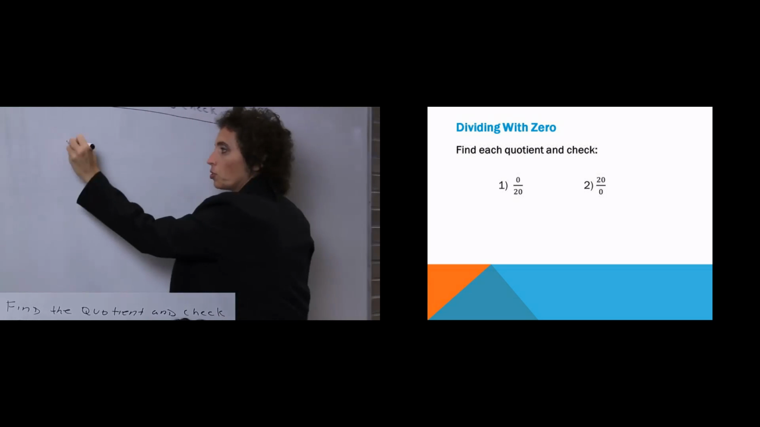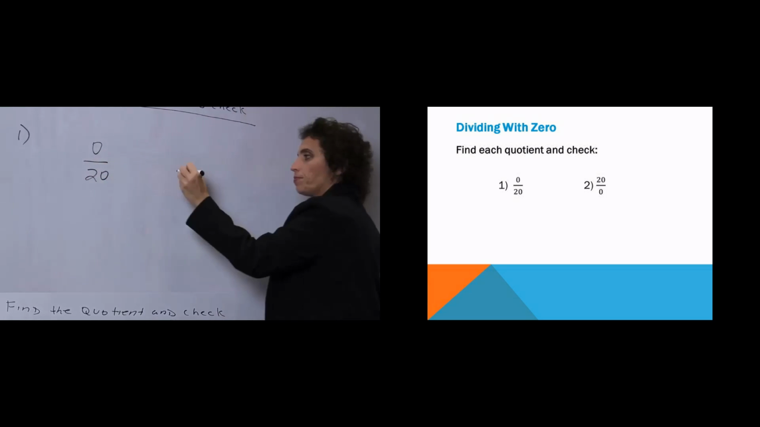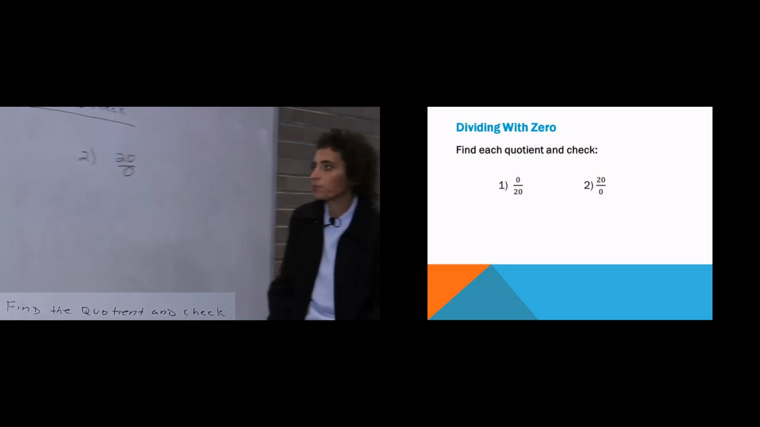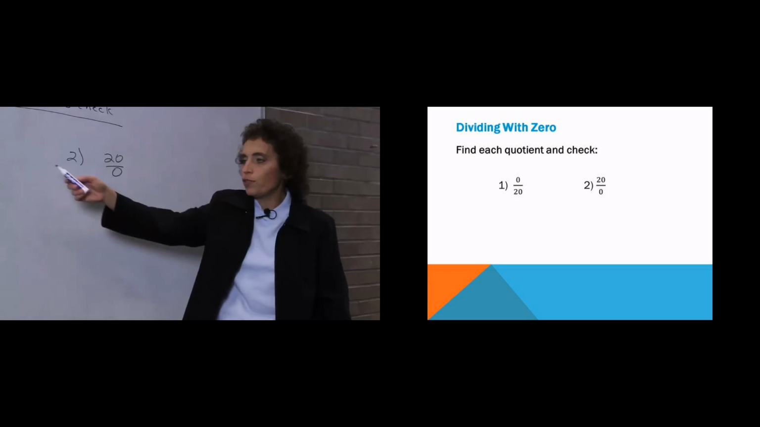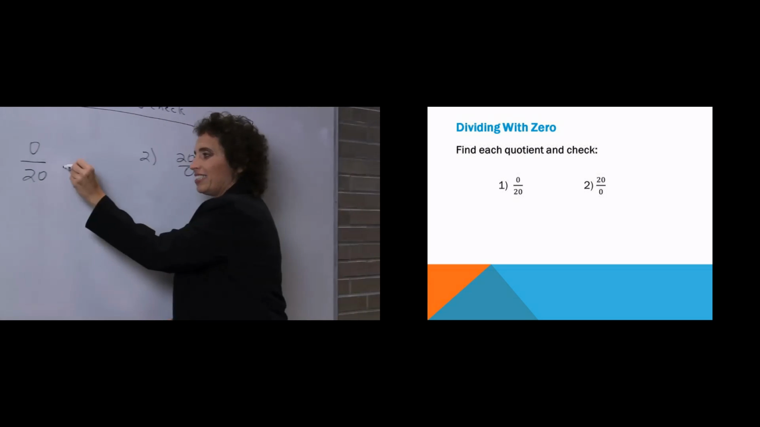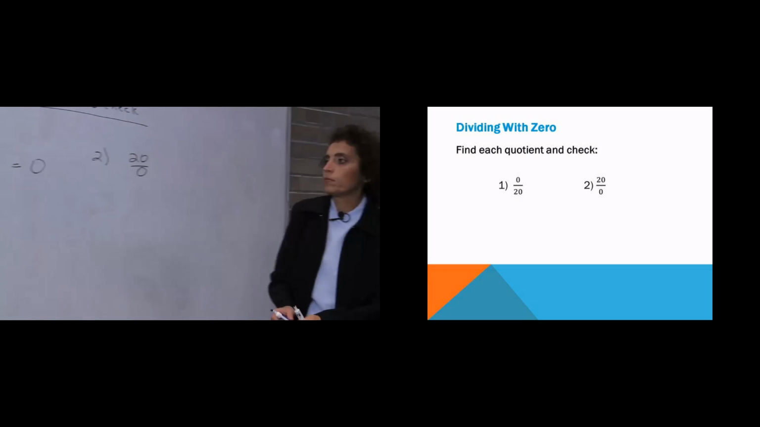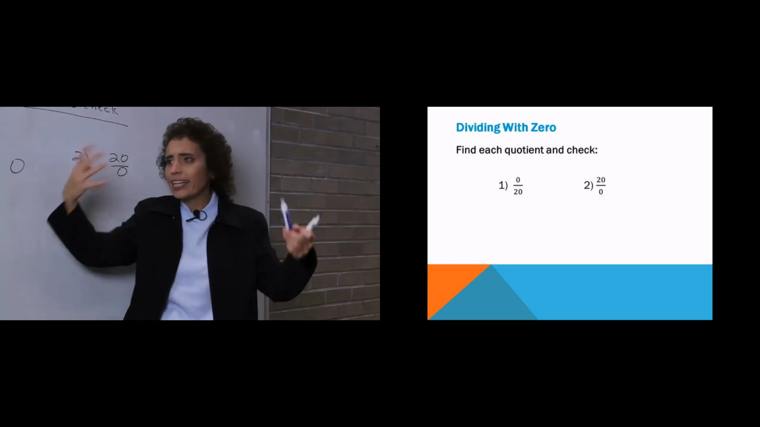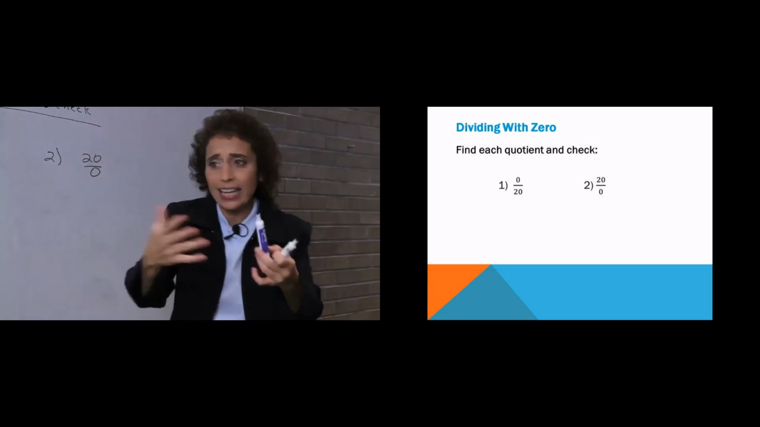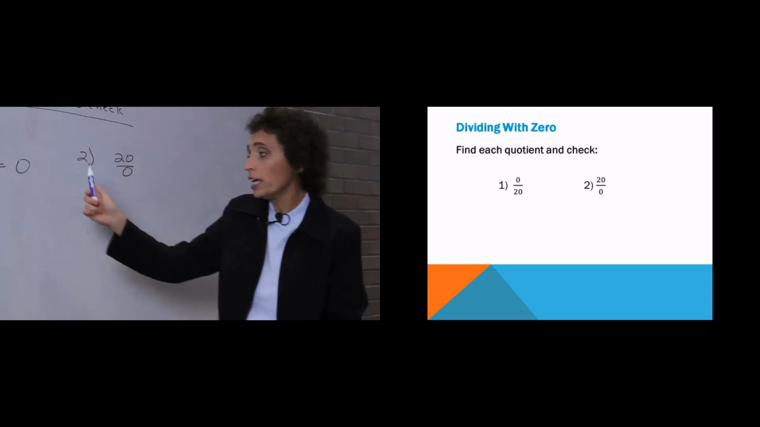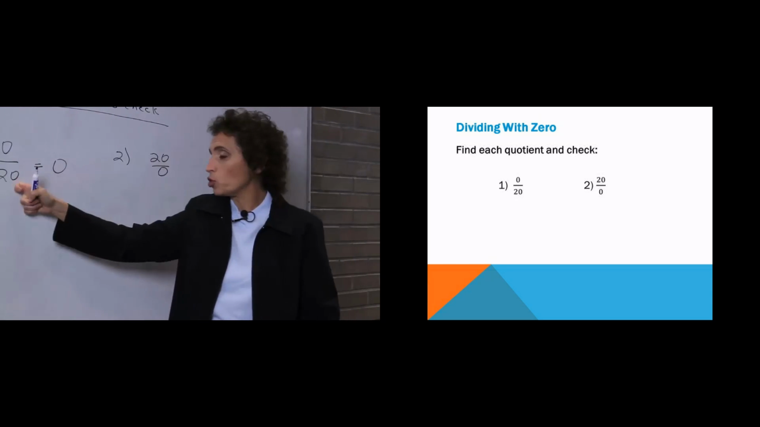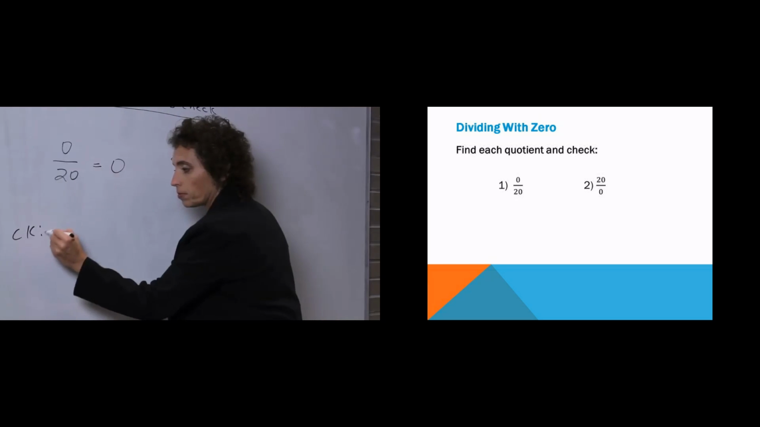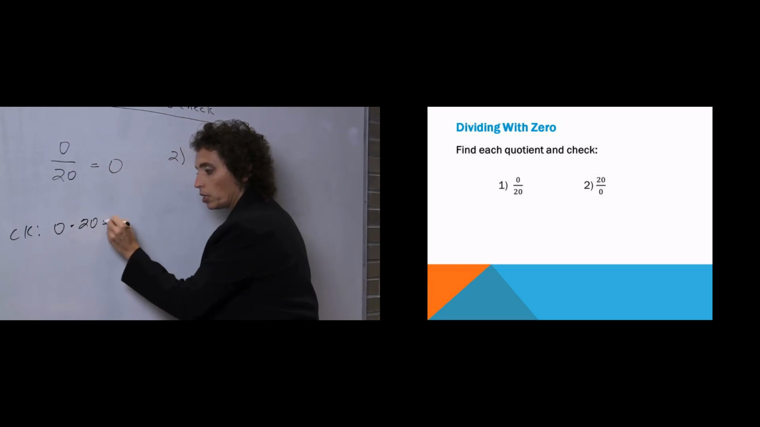Okay, so let's do 0 divided by 20, and let's do 20 divided by 0. 0 divided by 20 is 0. I know that's hard to really understand because I have no things. I'm divided by 20 things, and you kind of can't grasp what that means tangibly. But I can show you that this works, and it's the only number that will work. 0 times 20 equals 0. That's a true statement because that checks.